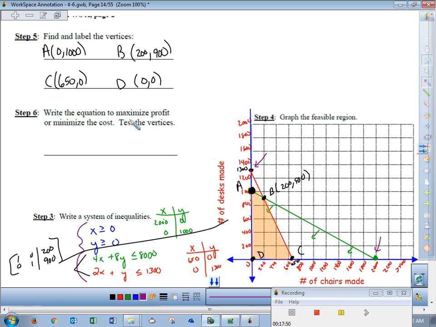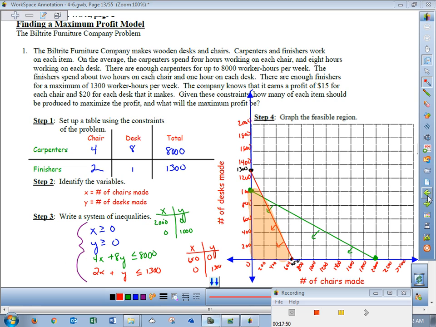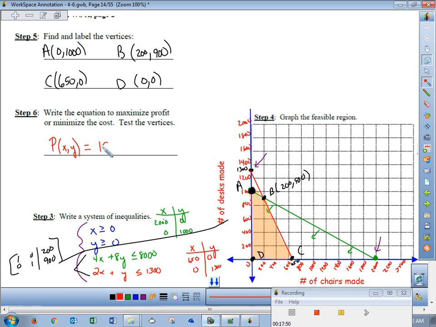So, boom. Now, to use the linear programming theorem, we're going to use these vertices. We need to write an equation to maximize or minimize the costs. So we're talking about profit. So I'm going to do the profit as an ordered pair of x, y will equal. That's where we go back to the story that they tell us, and they give us those numbers. It says the company earns a profit of $15 for each chair and $20 for each desk. And remember, we let chairs be X and desks be Y. So that's why our profit will be $15 for every chair and $20 for each desk. Boom, right there.